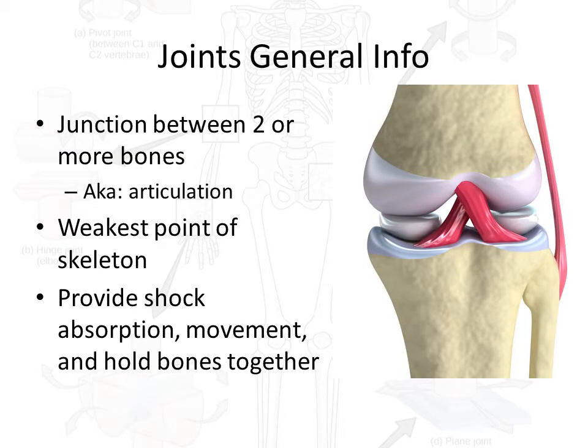Okay, so in general, the definition of a joint is where two bones come together, two or more. It doesn't have to be just two, but at least two. This is known as the weakest part of the skeletal system. The main things that happen in joints are that joints provide shock absorption, obviously allow for movement, and hold the bones together. Without joints, we wouldn't be able to move. We'd be completely stiff, right? So the joints are very important. Even though they are the weakest part of the skeleton, they allow for movement.